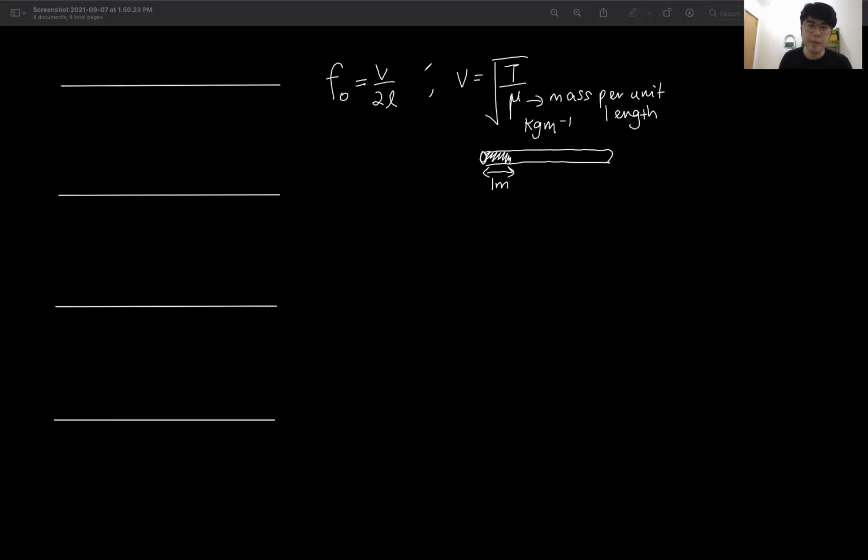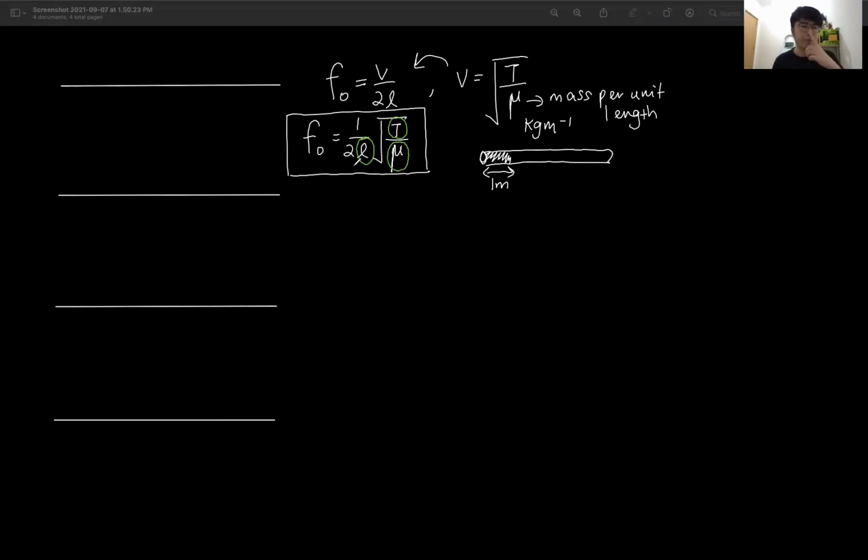So put the V in. What do we get? F naught equals 1 over 2L square root T over mu. So this is another one that you may need to remember. The fundamental frequency depends on the length of the wire, the tension of the wire, and also the mass per unit length of the wire.